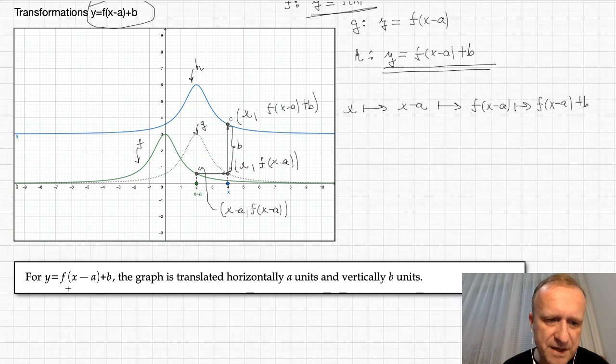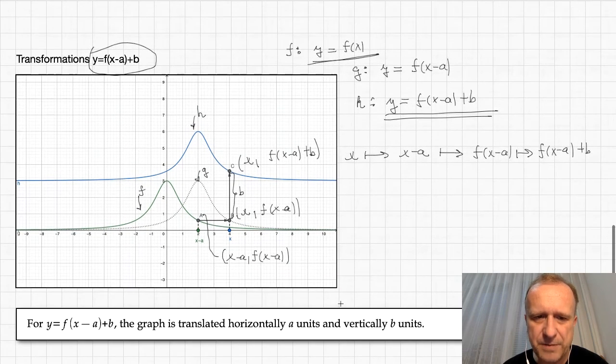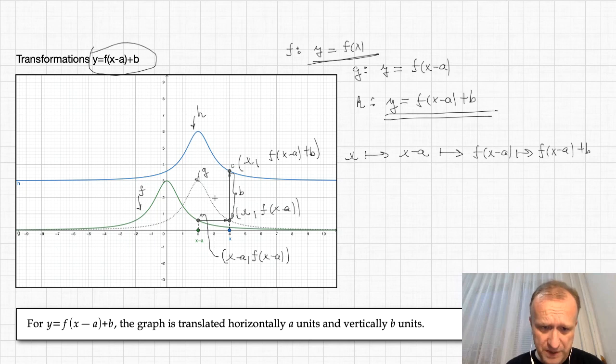For y equals f of x minus a plus b, the graph is translated horizontally a units and vertically b units. So if you ask, how can I construct the blue curve, the curve given by this formula, given the green curve, all you have to do is to shift the green curve through a units to the right and through b units upwards to get the final graph.